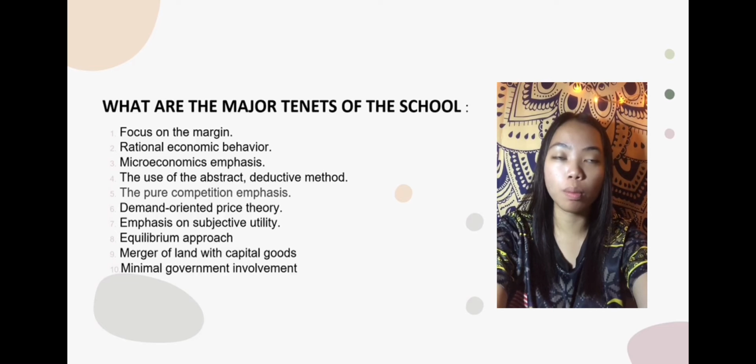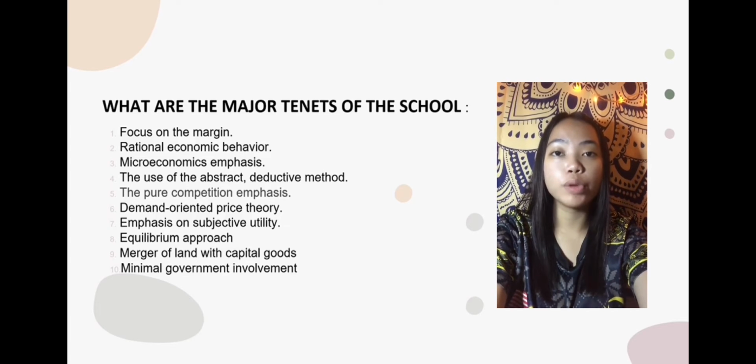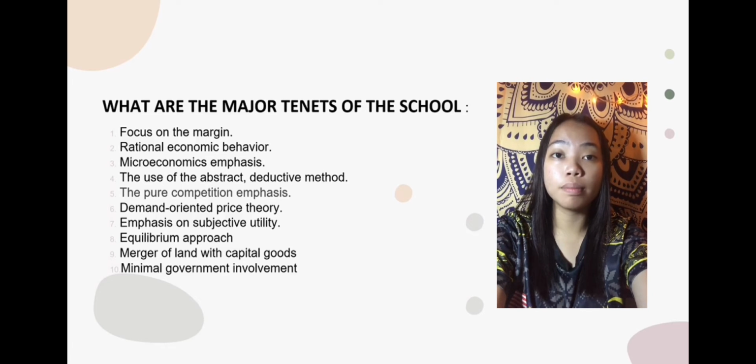Now I'm going to talk about the major tenets of the marginalist school. Basically, we have 10 major tenets. Number one, focus on the margin. This school focuses its attention on the point of change where decisions are made, in other words, on the margin. The marginalists extend to all economic theory the marginal principle that Ricardo developed in his theory of rent.